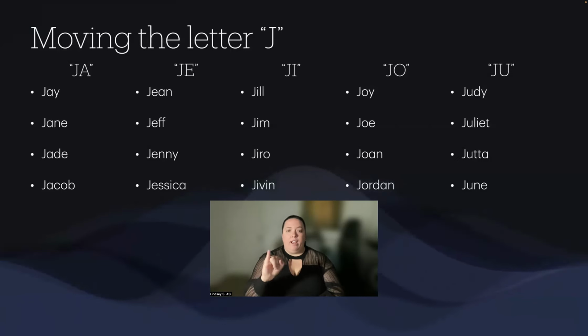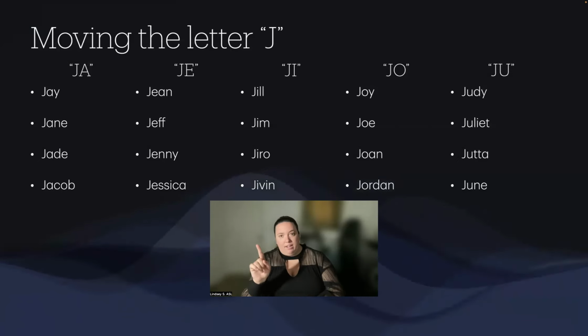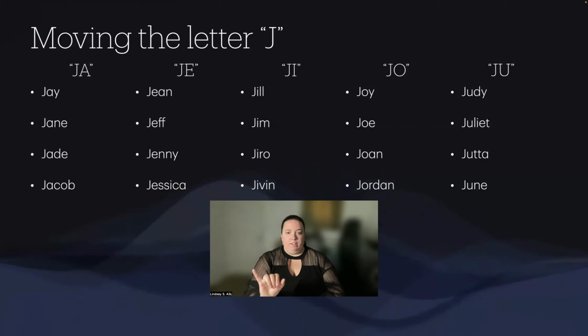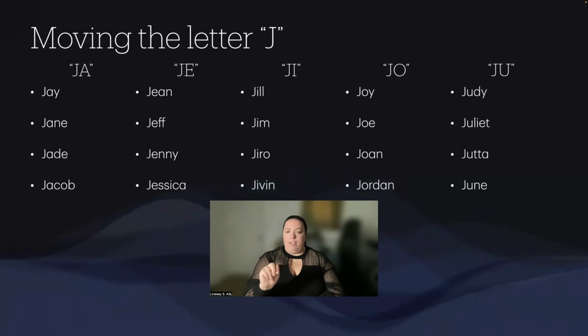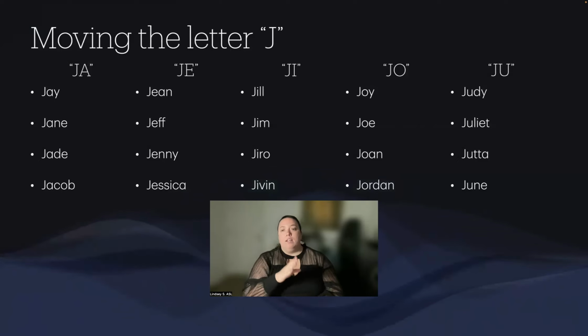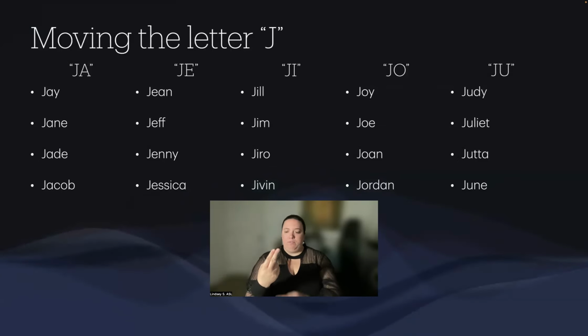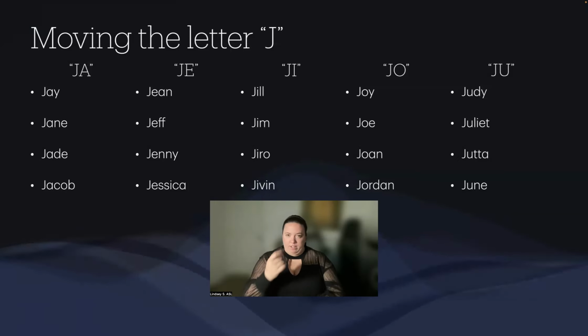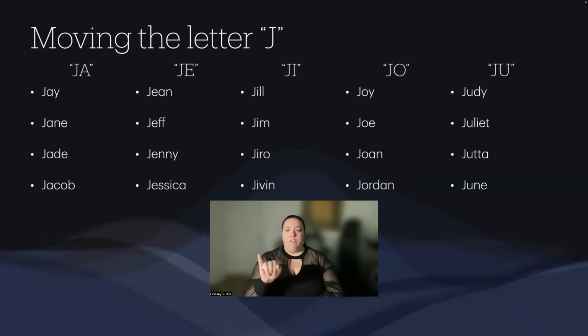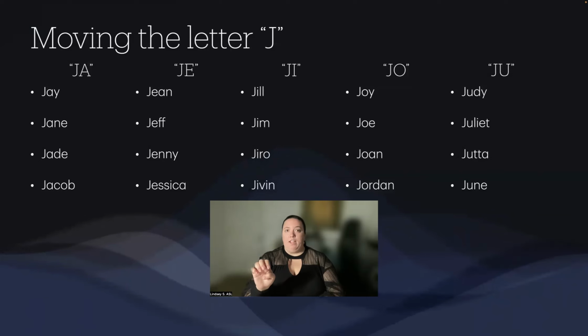Same with JILL, JIM, JIRO, JIVIN. Again, JOY, JOE, JOAN, JORDAN. Make sense? And then continuing, we have JU, where it's more palm towards you. JUDY. You flip it back. JULIET. JUTTA. JUNE. Okay, practice.